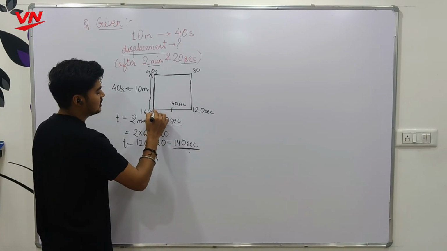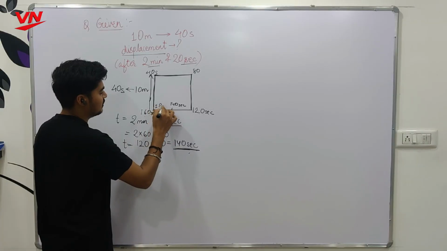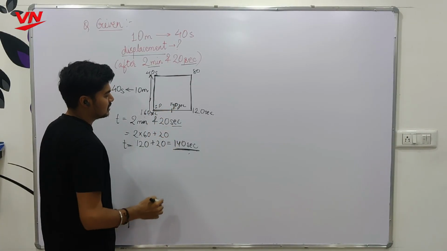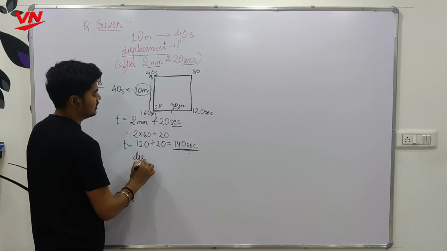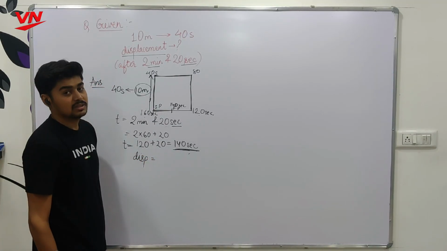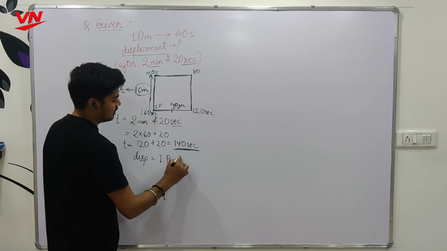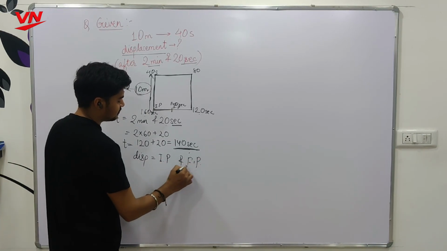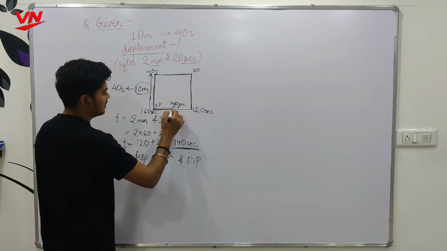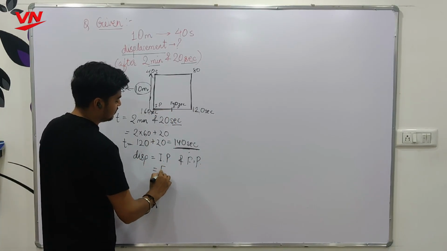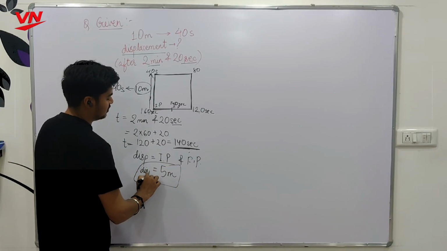Now how will you calculate the displacement? This particular initial point and final point will be your displacement. Total distance is 10 meter. So how will you calculate the displacement? Displacement is nothing but the shortest distance between the initial point and final point. That is, this is the initial point, this is the final point. Total is 10 meter, half will be 5 meter. So displacement is 5 meter.